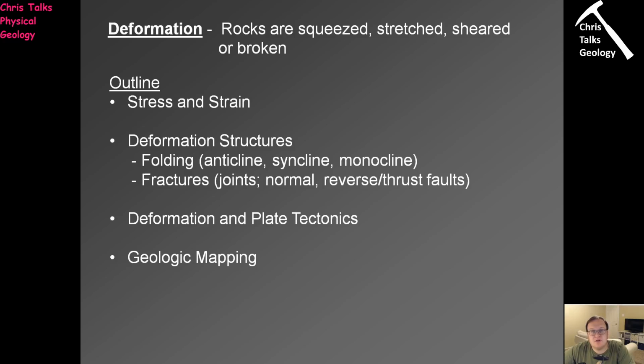All right, so what is the process of deformation? Well, during deformation, rocks are squeezed, stretched, sheared, or broken. So deformation occurs in one of two types. There is what's referred to as brittle deformation, where the rock breaks and you can't repair it. So think of dropping a glass on the floor. That's brittle deformation. The glass breaks, you can't put it back together.